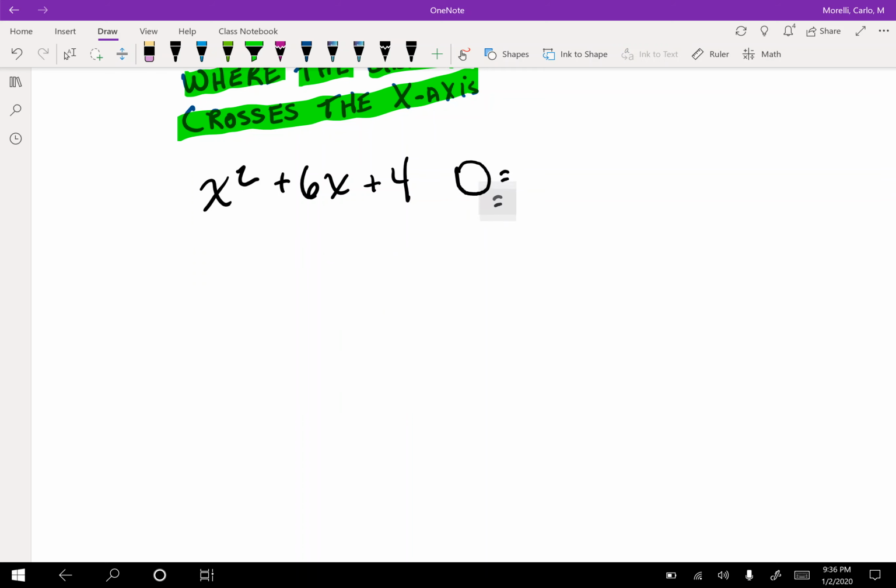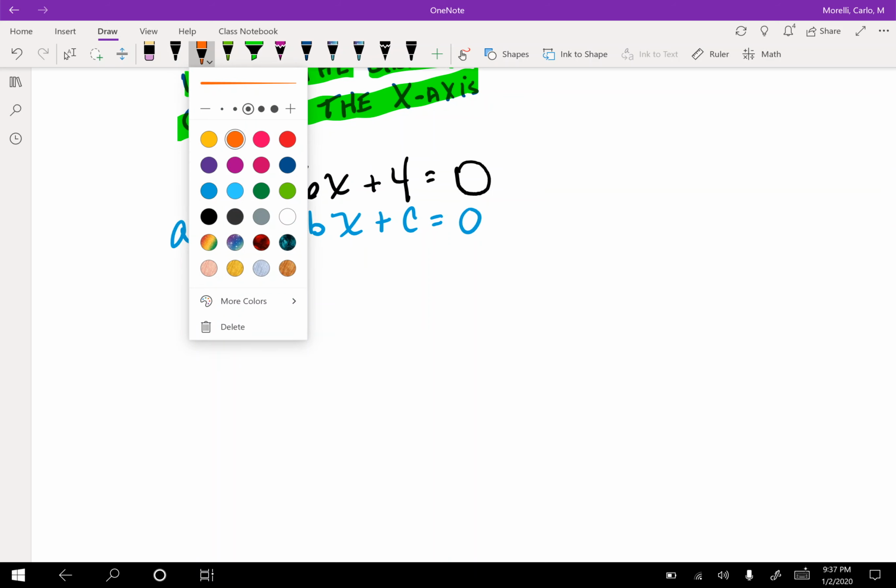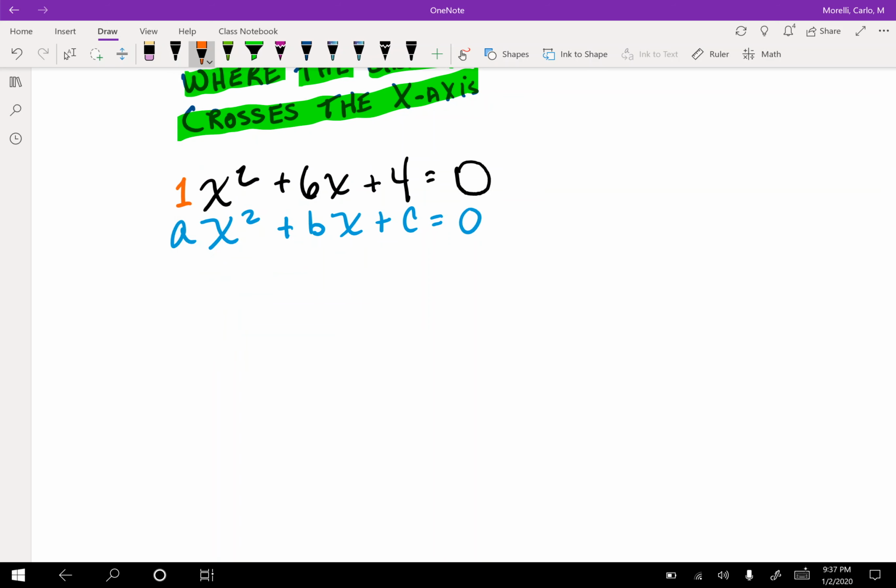Put that equal sign right here. Okay? That's what we want to do. We want to make sure that this equation looks like this. The standard form of a quadratic is ax squared plus bx plus c equals 0. So in this example, we already know what a is. A is 1. Okay?